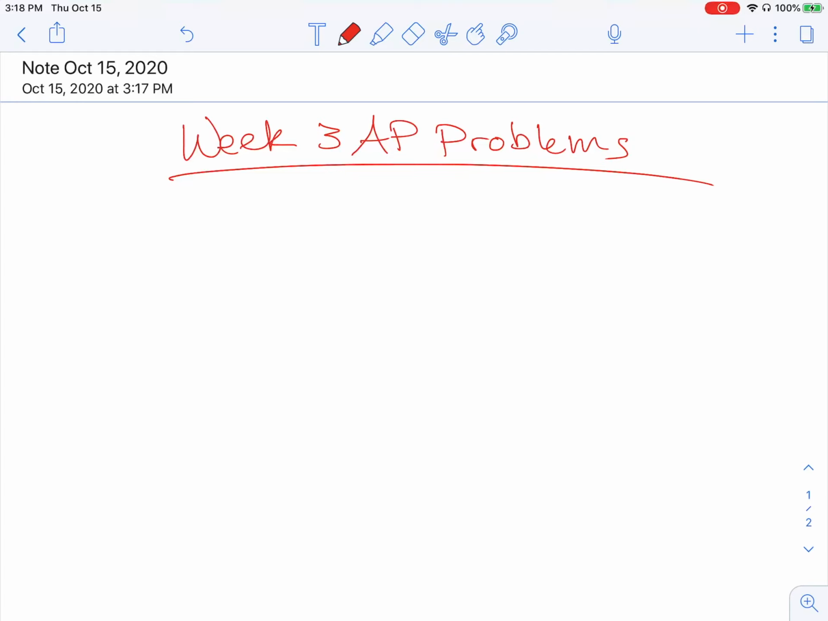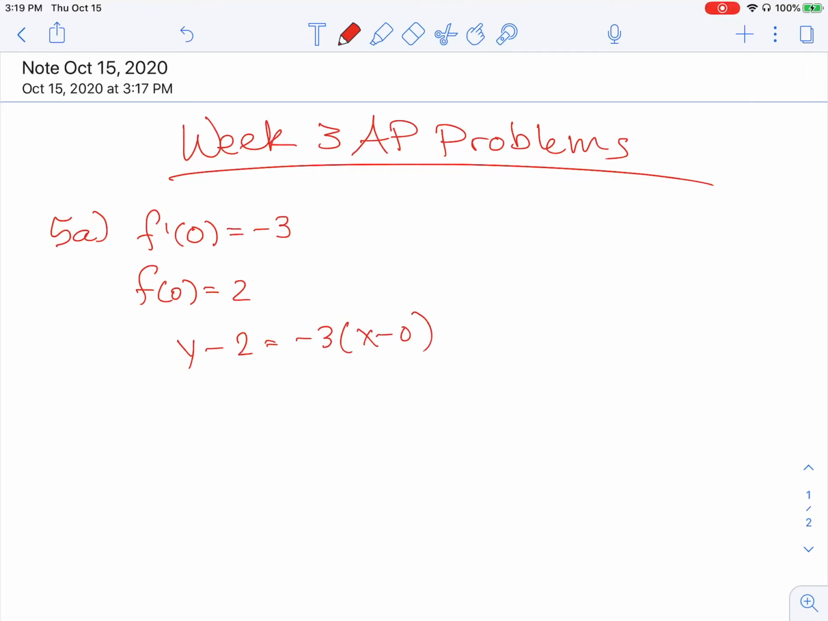Week 3, Friday problems. Looking at problem number 5, and I'm looking at part A. They're asking you to write the equation of the tangent line at the graph of f at the point where x equals 0. So they tell you that f prime of 0 is equal to -3. And if you plug in, f of 0 is 2. So y minus 2 is equal to -3 times x minus 0. You could leave it just like that, slope-intercept, or point-slope form, okay?